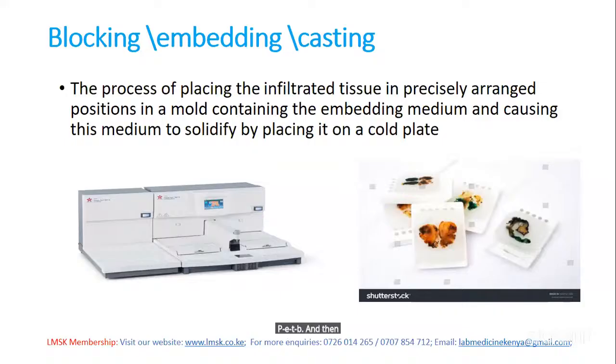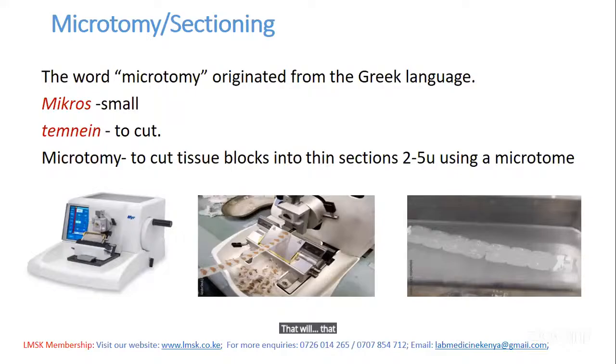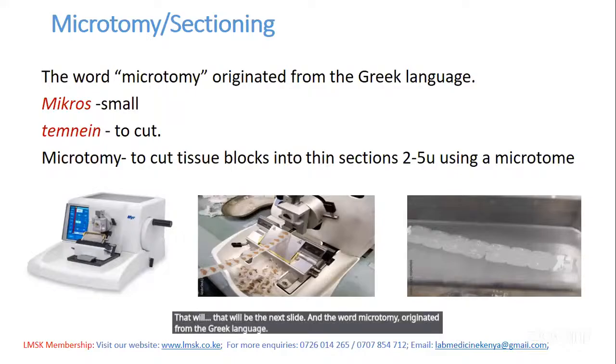Then from there, we go to the process of microtomy. That will be the next slide. The word microtomy originated from the Greek language, mikros. Mikros simply means small, and temnein is to cut. So microtomy means cutting tissue blocks into thin sections, and you normally use 2 to 3 microns.